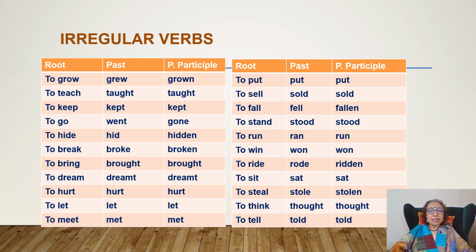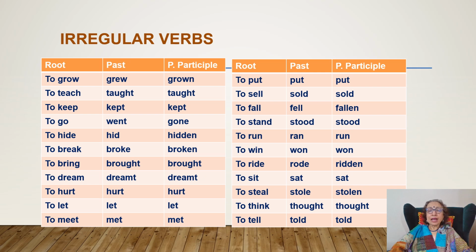Then hurt. Now look at this. Hurt is the same form for everything. The present tense also is the same, and the past is also the same, and the past participle is also the same. No change at all. Many verbs are like that. Let, three forms. Then meet, met, two forms are similar. Put, all three forms are similar. Sell, sold, two forms. Then fall, fell, fallen, all three forms are different. Stand, stood. So stood are similar.